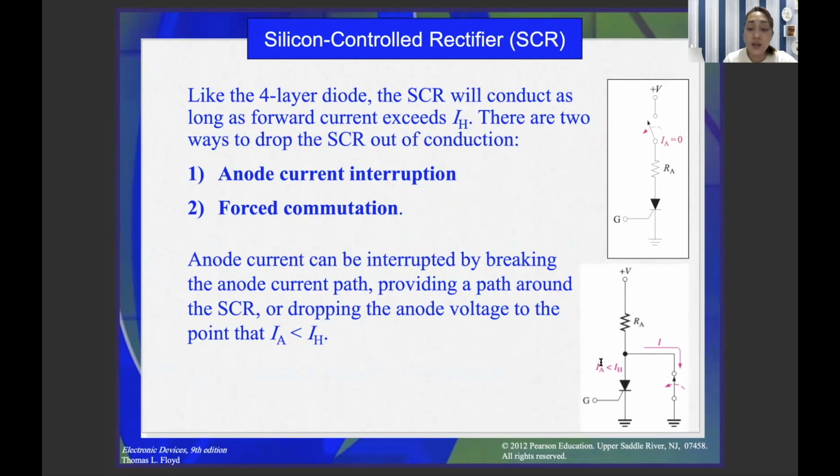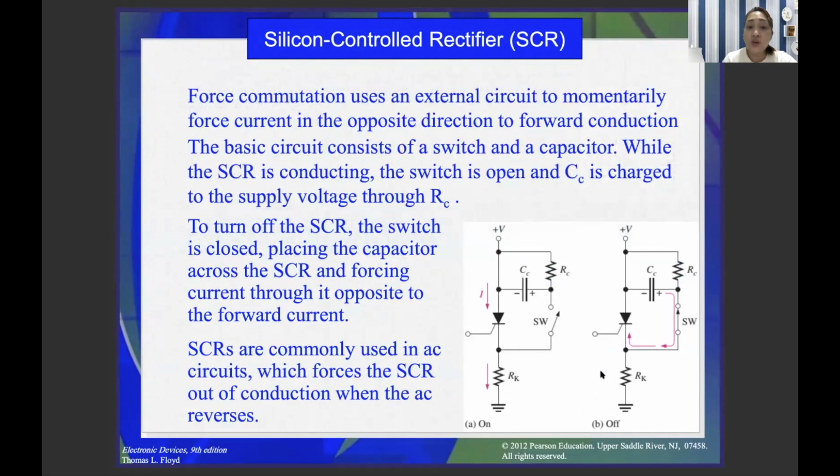Force commutation uses an external circuit to momentarily force the current in the opposite direction to forward conduction. The basic circuit consists of a switch and a capacitor. While the SCR is conducting, the switch is open and CC is charging to the supply voltage through RC. To turn off the SCR, the switch is closed, placing the capacitor across the SCR, forcing the current through it opposite the forward current.